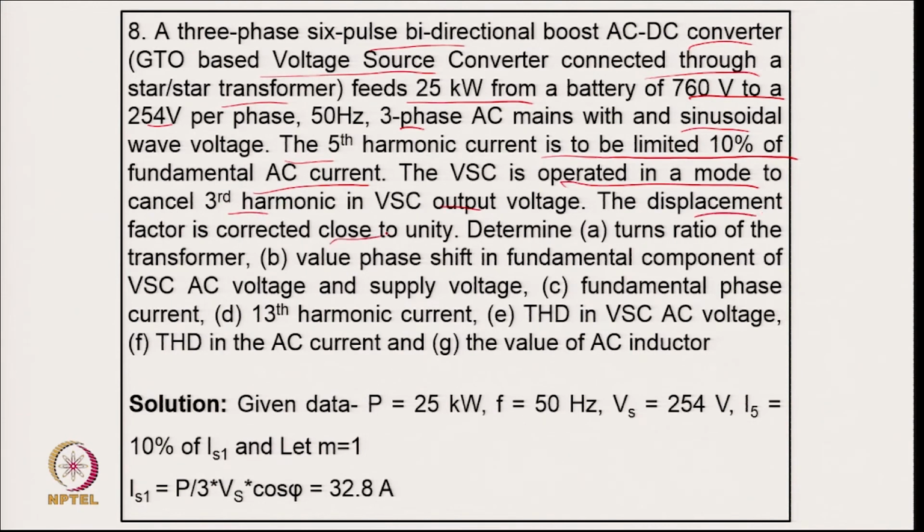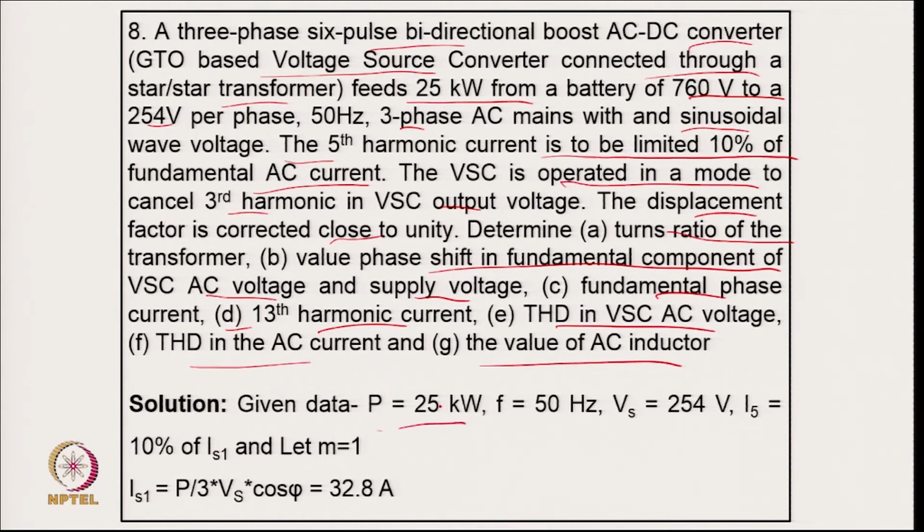So, the displacement factor is close to unity. Determine: the turns ratio of the transformer; the value of phase shift of the fundamental and the AC fundamental component of the VSC AC voltage and supply voltage; the fundamental phase current and 13th harmonic; E, the TAD in AC voltage; F, the TAD of AC mains current; and G, the value of the inductor.